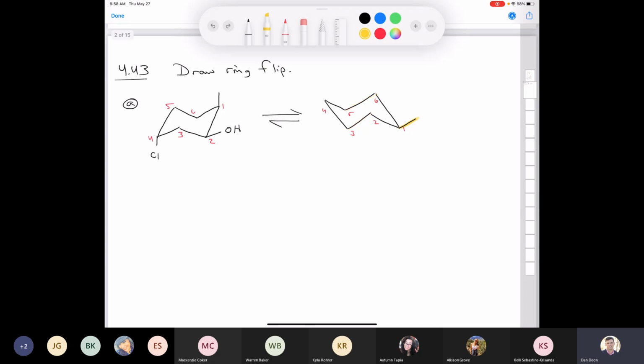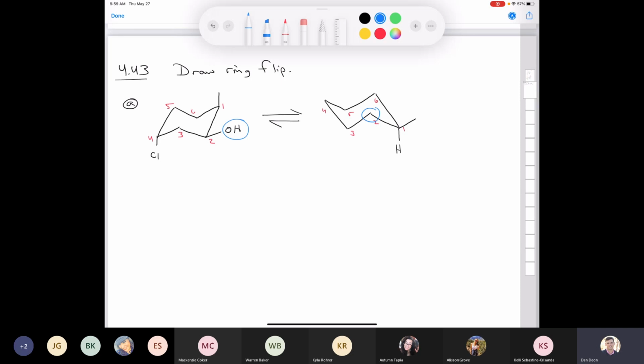The axial position at carbon number 1 is going to be pointing down like this, and it's going to have a hydrogen on it, right? If you follow these two bonds, at carbon number 1, the axial position will be pointing straight down. All right, so let's move on to carbon number 2. We have a hydroxyl, which is up and equatorial. So that means here it's going to be up and axial.